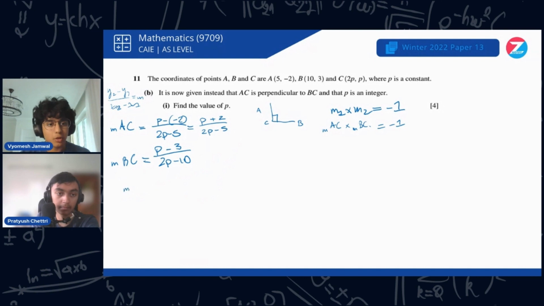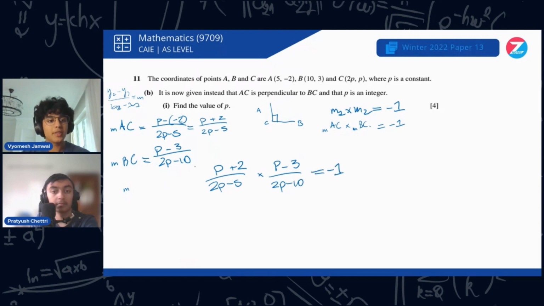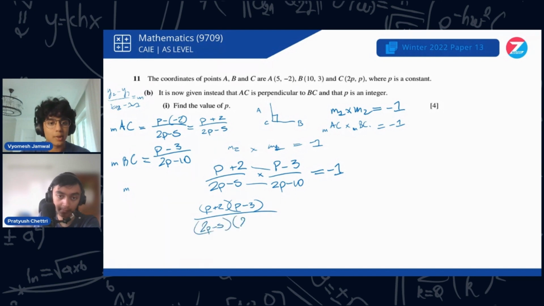So it'll be P plus 2 divided by 2P minus 5, times P minus 3 divided by 2P minus 10. On the left-hand side, we're just going to turn that into one fraction, so we're multiplying both of them. On the top, it's P plus 2 times P minus 3, divided by 2P minus 5 times 2P minus 10, equals negative 1. Simple, straightforward.